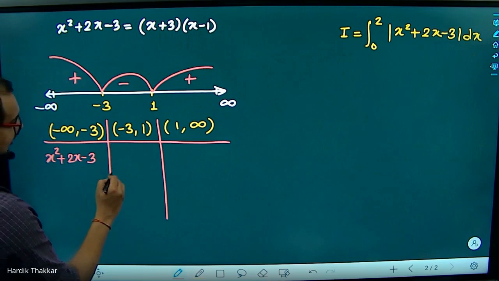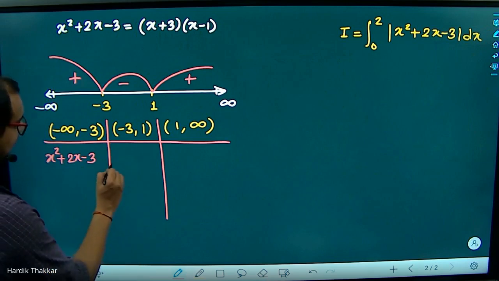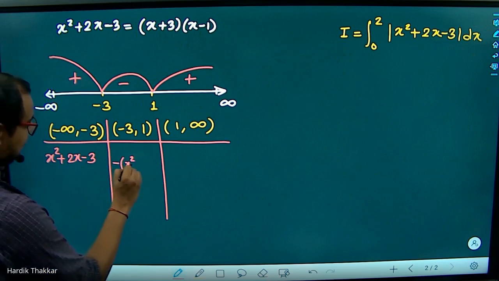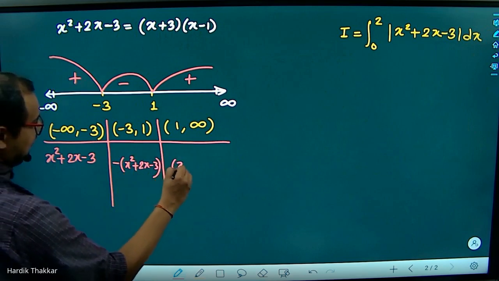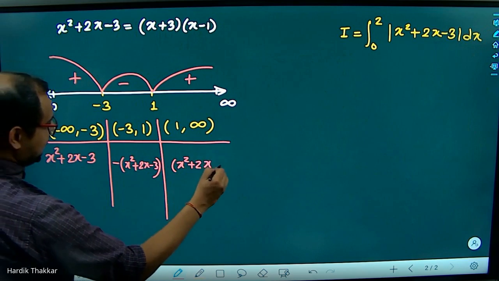For the second interval, the function will be minus times of x square plus 2x minus 3. For the next interval, again it will be x square plus 2x minus 3. Correct?